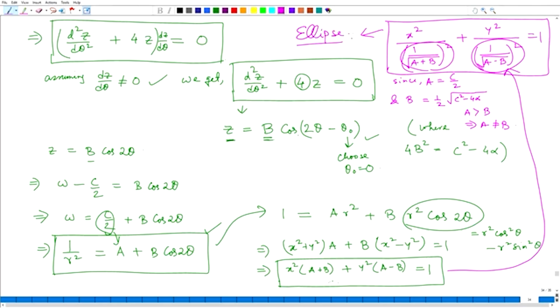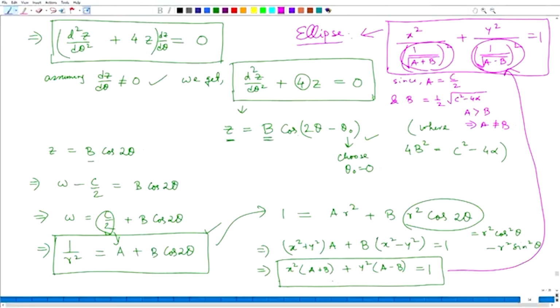So, you see here also, strangely, we obtain a conic section, which is an ellipse, with its semi-major axis equal to 1/√(a − b), because a − b is less than a + b. So, 1/(a − b) will be greater than 1/(a + b), and so will be their square roots. So, this will be the semi-major axis and this will be the semi-minor axis.